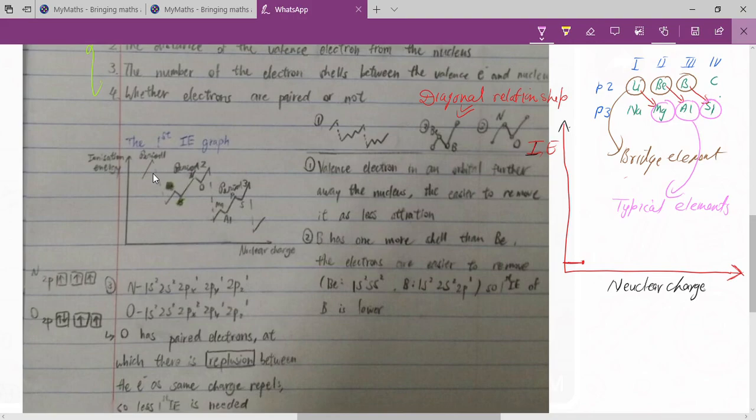But when nuclear charge increases, the size will decrease or not? And when size decreases, the maximum amount of energy will be required or not? Sorry, I told you wrong. Here you can see that as the nuclear charge increases, atomic size will decrease. And if atomic size decreases, then ionization energy will increase. That's it. Simple.